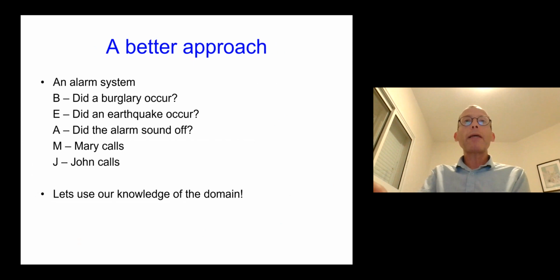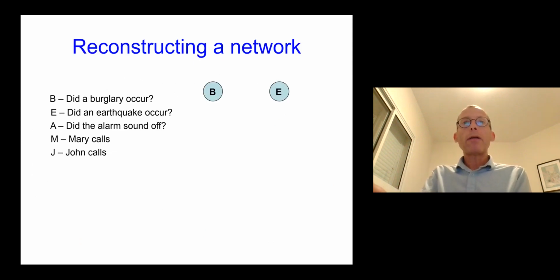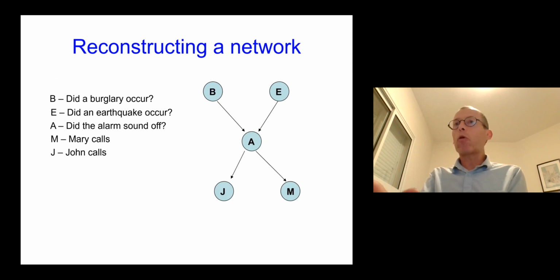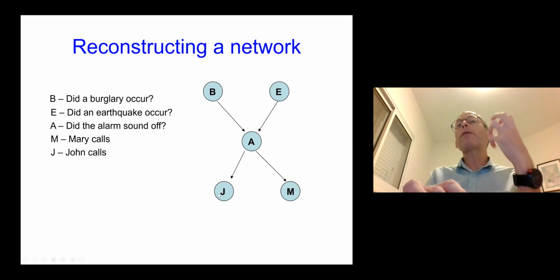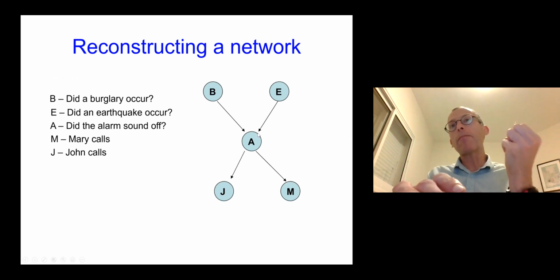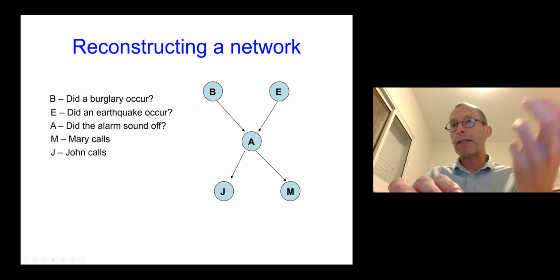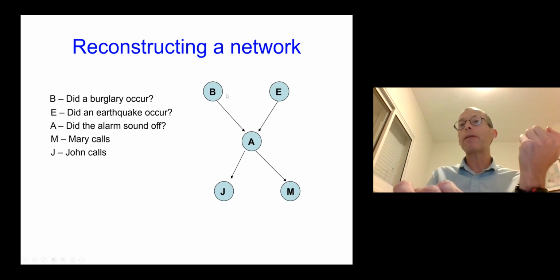On the other hand, if you do know something about the domain, you can set the Bayesian network as follows. Basically you have B and E, the two events that trigger everything. A is the alarm, which only depends on these two. The alarm doesn't depend on whether John called. Of course, if I know that John called me, it tells me something about the alarm, but the alarm only depends on whether someone broke into my house or an earthquake occurred.